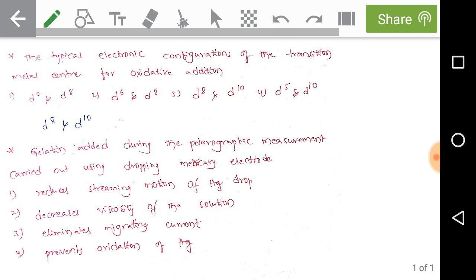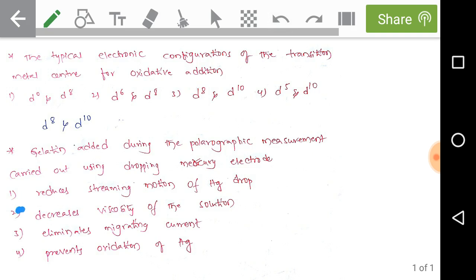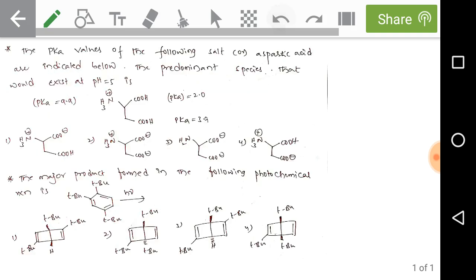Okay, right, next one, gelatin is added during polarographic measurement carried out using a dropping mercury electrode, so as to reduce the streaming motion of the mercury drop. That's why statement 1 is the correct answer.